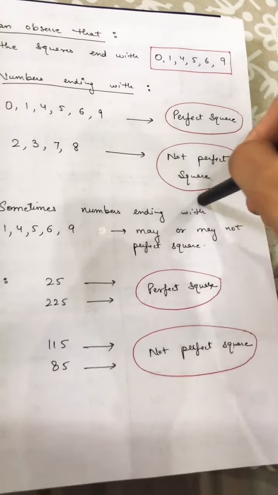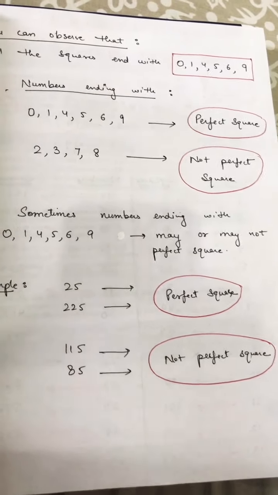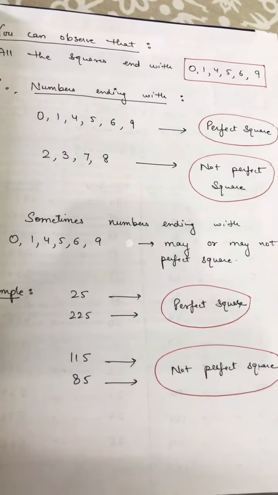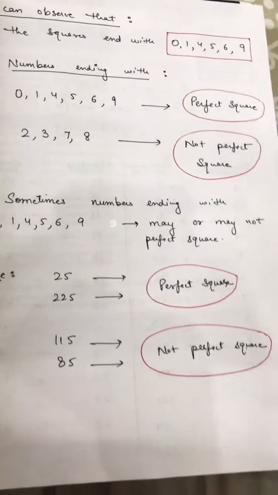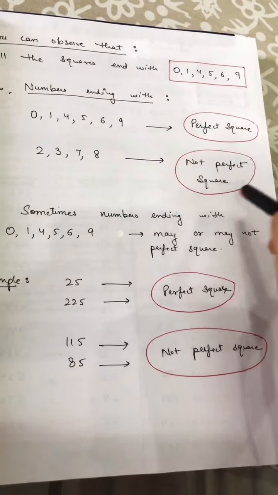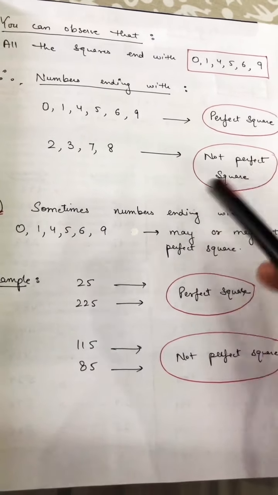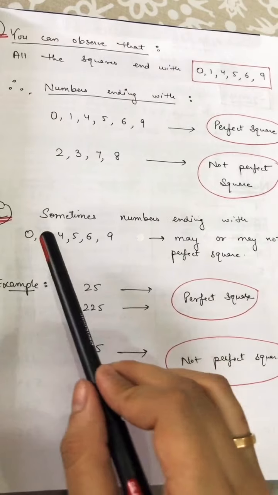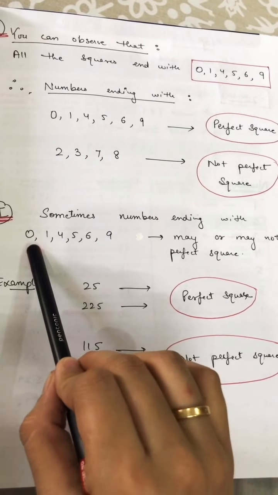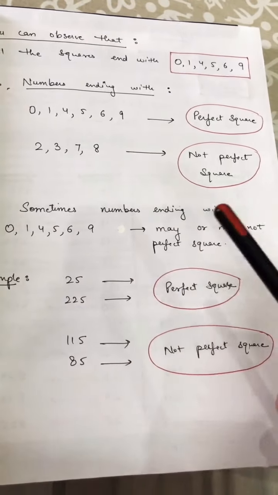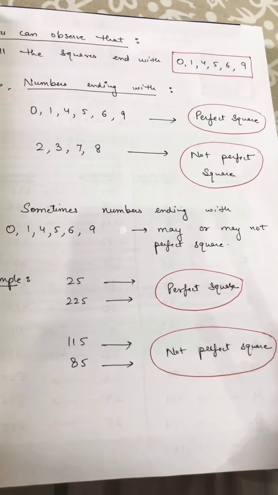Okay, but out of 100 cases, in 1 or 2 cases this rule isn't valid. We cannot go with this rule alone, because sometimes the numbers which end with these digits may or may not be perfect squares.